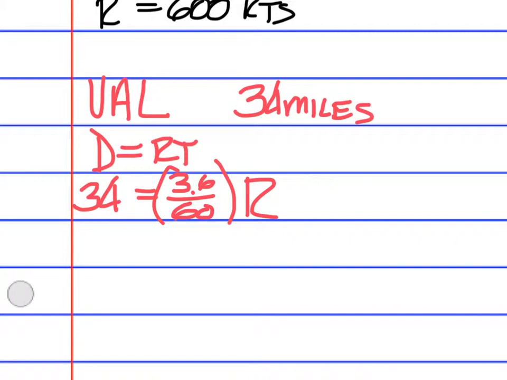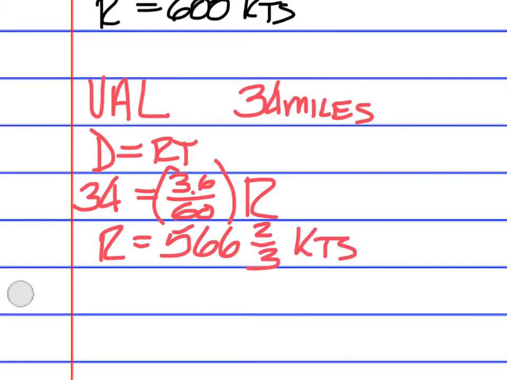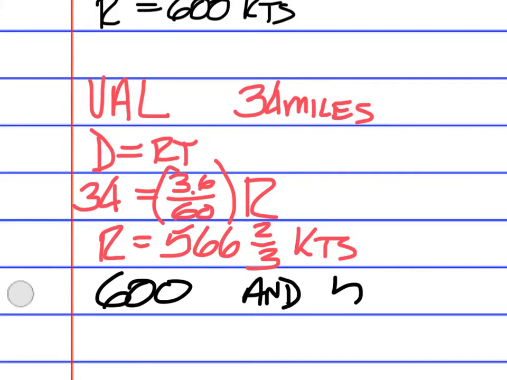34 divided by left-hand parenthesis 3.6 divided by 60. What is that? 566. Yeah, 566 and 2/3 knots. Do we have a speed up there that is 566 and 2/3 that we can choose? No. So that plane is going to have to go at two different speeds throughout the trip. What two speeds can we choose from? Is that 566 and 2/3 between? 600 and 540. So at some part of this trip, this plane is going to have to go 600, and at another part of the trip, it's going to have to be 540.